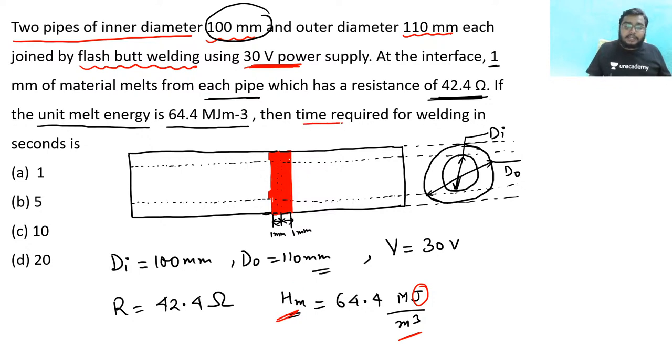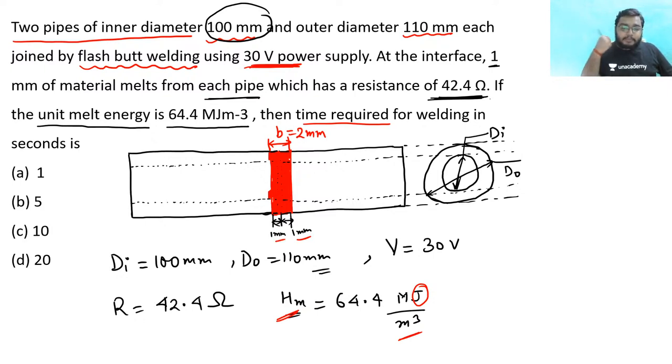Now in this question, the time required for the welding is asked. So first of all, let us find the volume of the weld. What is this width? This is B, and B is equal to 2 mm, because 1 mm from one side and 1 mm from the other side. So 2 mm would be there.